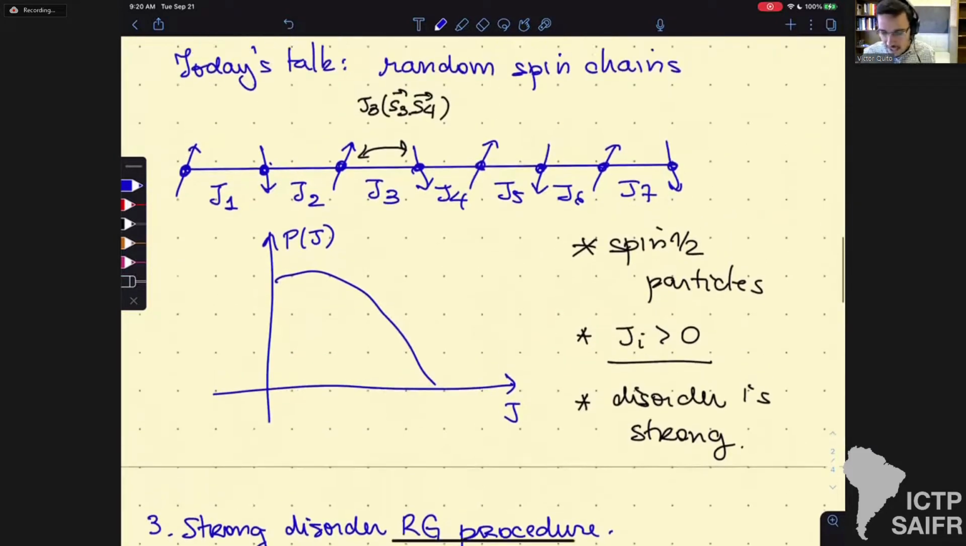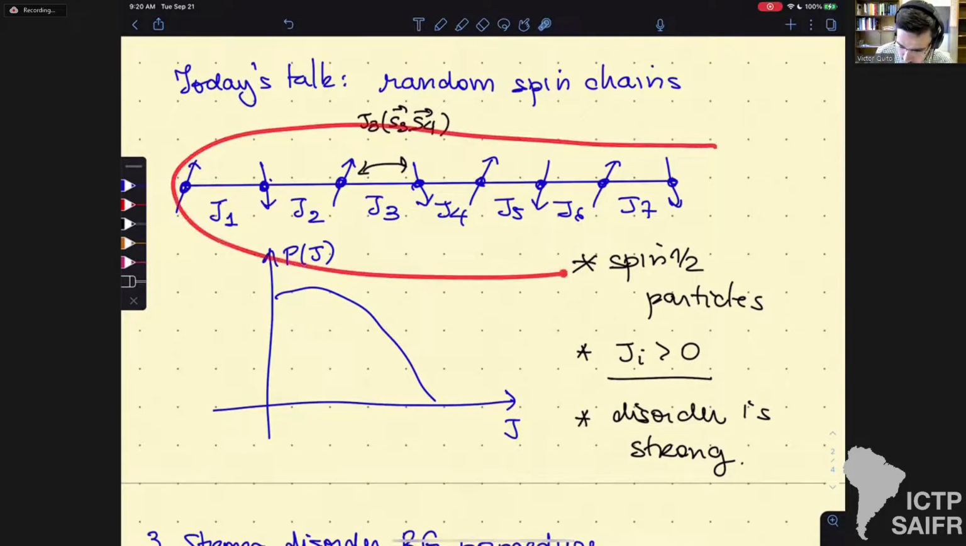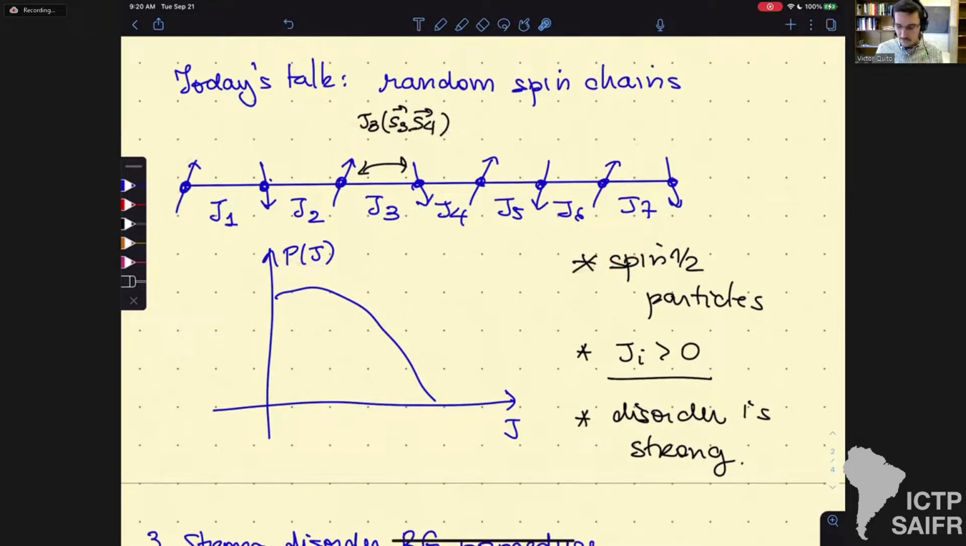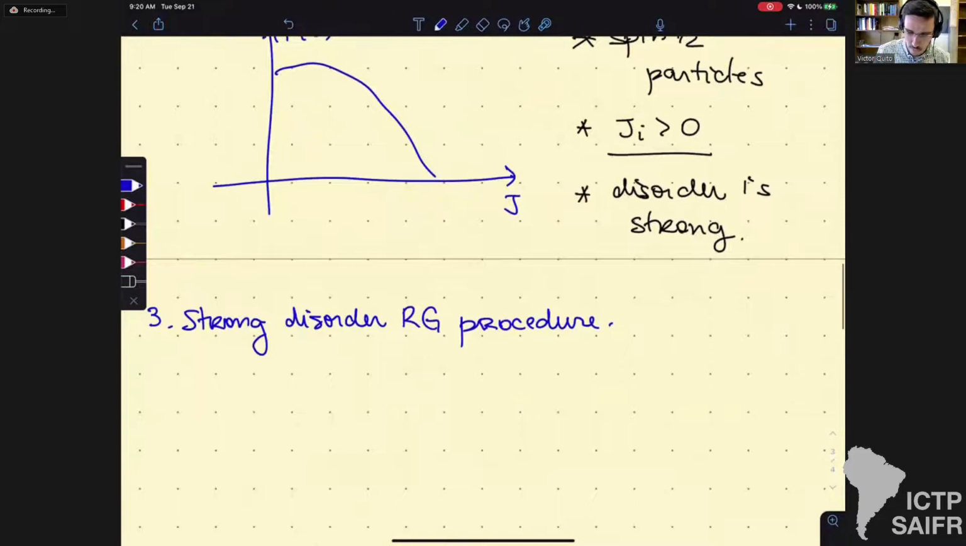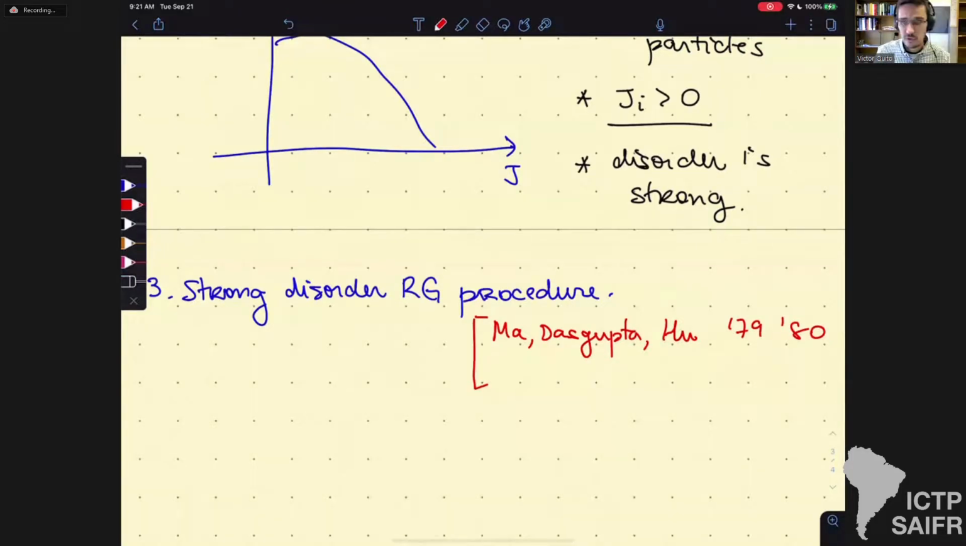So the main goal here will be to describe the physics of this disordered chain. And for that, I will revisit a technique that was first introduced by Ma, Dasgupta, and Hu in 79 and 80. And many analytical results were derived by Daniel Fisher in 94.